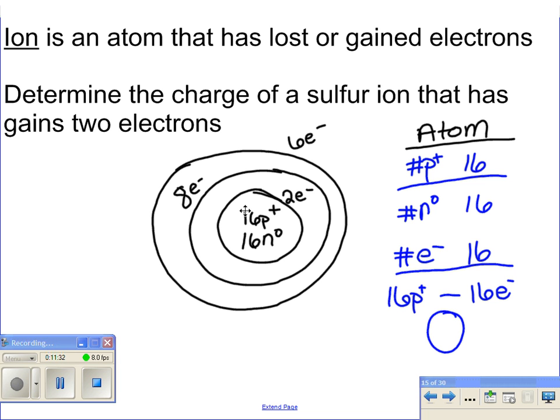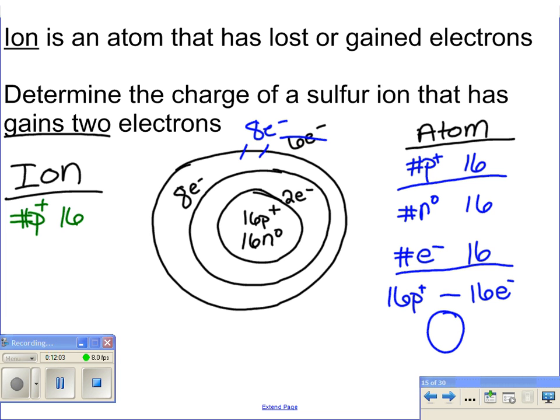Now it says we're going to gain 2 electrons. So for its ion, it gets 2 more electrons added. It's still a sulfur atom, so there are still 16 protons. Nothing's happened to the neutrons, so there's still 16 of those, but we have gained 2 electrons. So now the number of our electrons is 18.